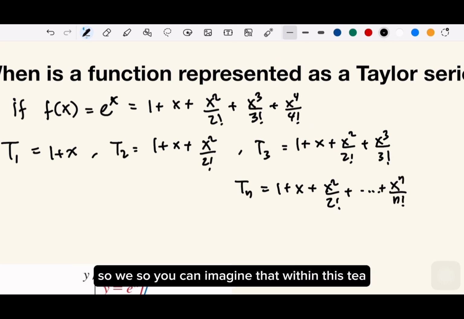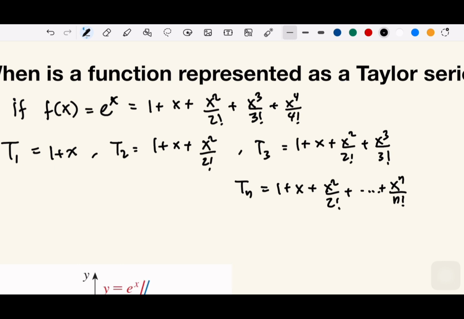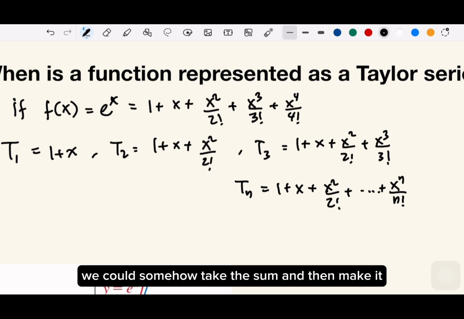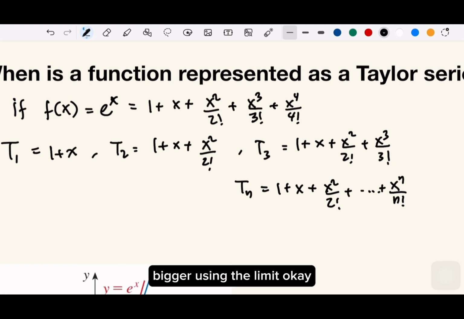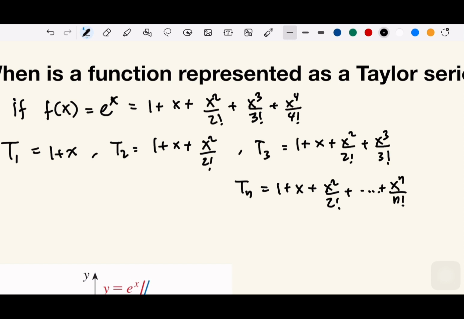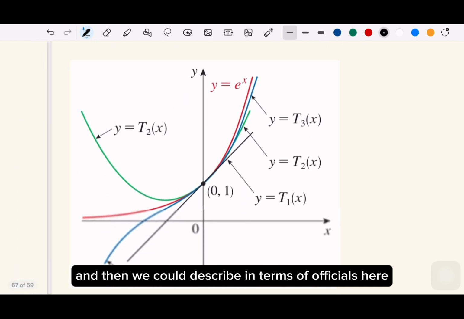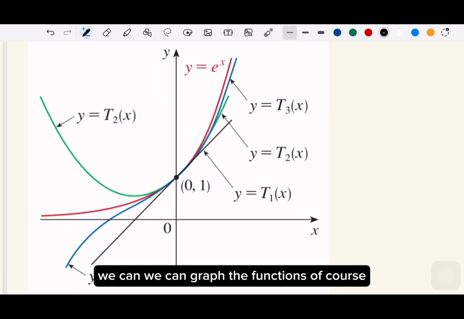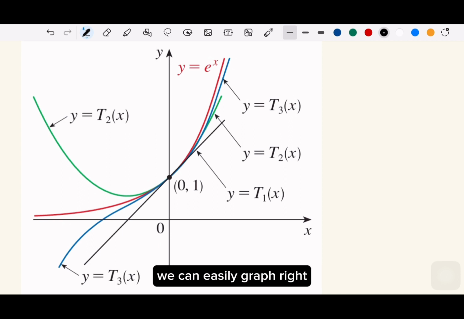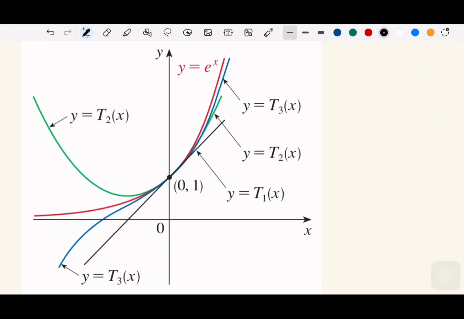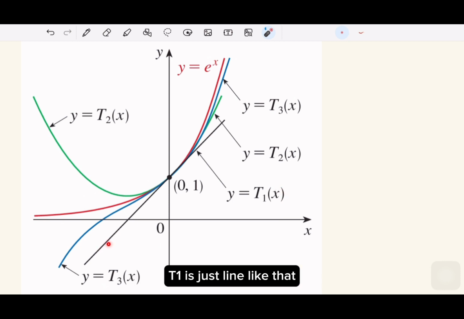You can imagine that within this T, we could somehow take the sum and make it bigger using the limit. Imagine this getting larger and larger, and then we could describe it in terms of visuals. Here we can graph the functions. Of course, e to the x we can easily graph, the red color there, and all the other partials we can see how they go. Let's start from T1. T1 is just a line like that, and then T2 is the green one here.